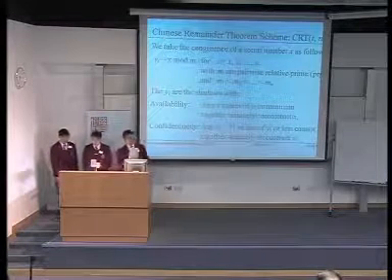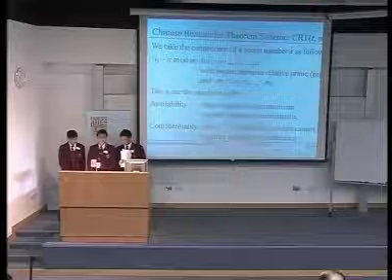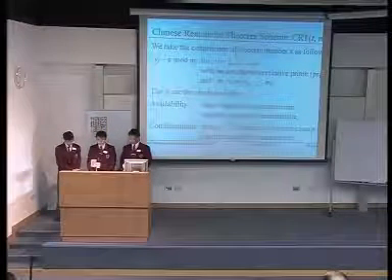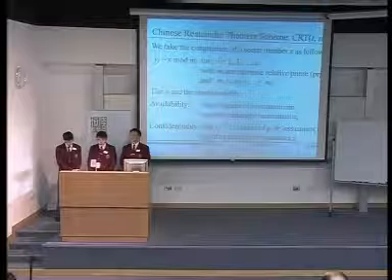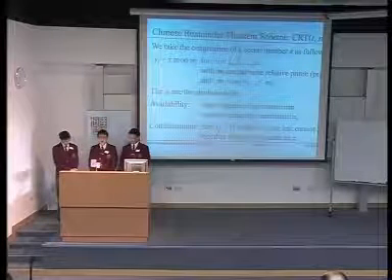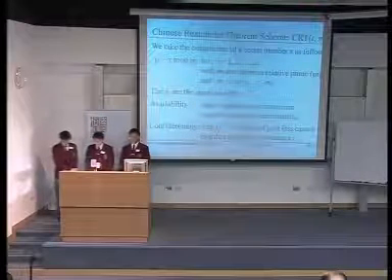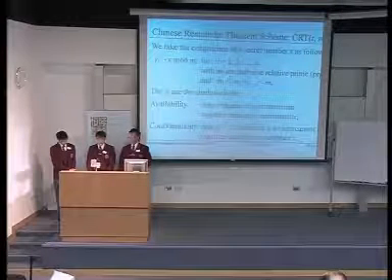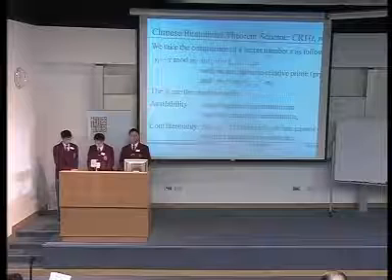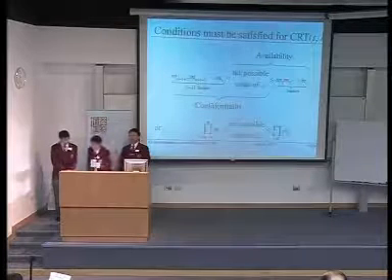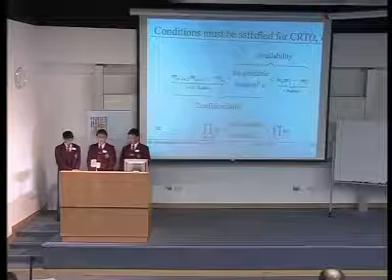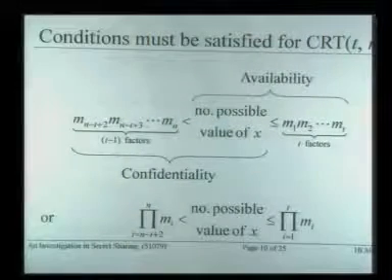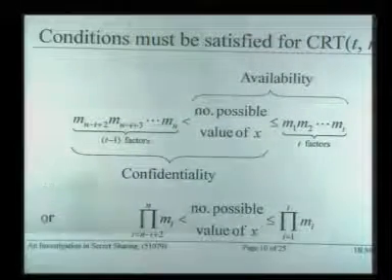Chinese remainder theorem scheme. We take the consequence of a secret number x as follows. yi equals x modulus mi, with mi pairwise relatively prime, and they are in ascending order. The yi are the shadows with the conditions of availability and confidentiality. In order to satisfy the conditions of availability and confidentiality, we have the following inequalities.